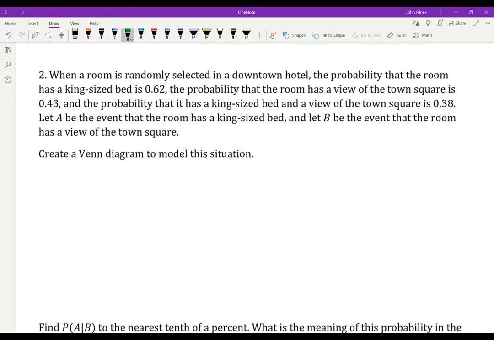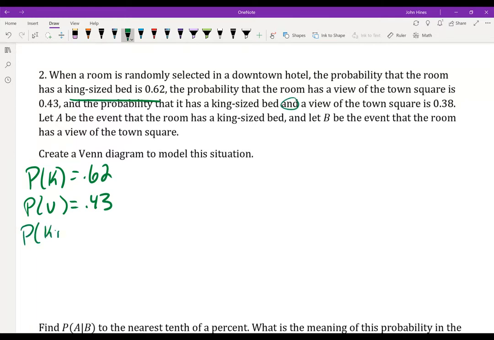So when a room is randomly selected in a downtown hotel, the probability that it has a king-size bed is 0.62. I'm going to make a little cheat sheet here. Probability of king is 0.62. The probability it has a view of the town square is 0.43. And the probability it has a king and the view, so it's an and probability, is 0.38. All right, so king is actually A, and the view is actually B.